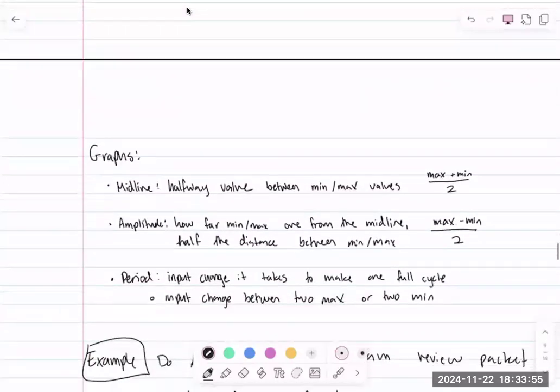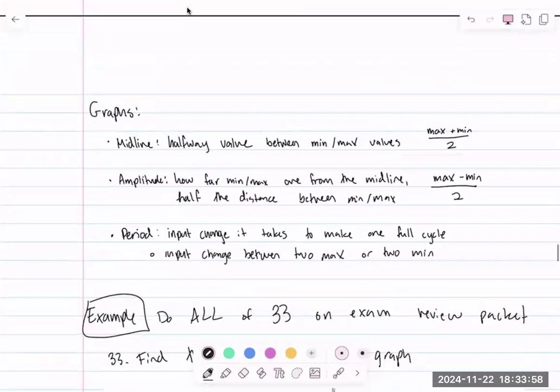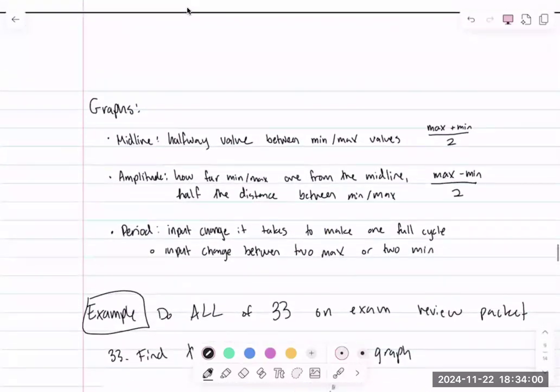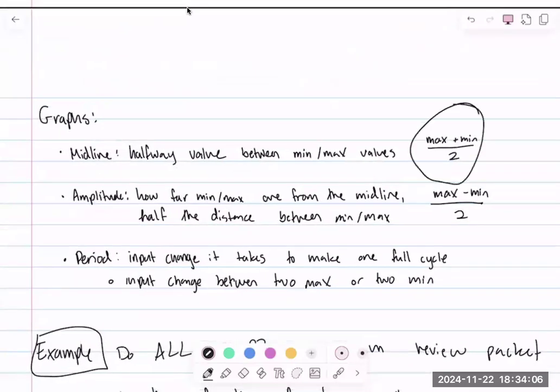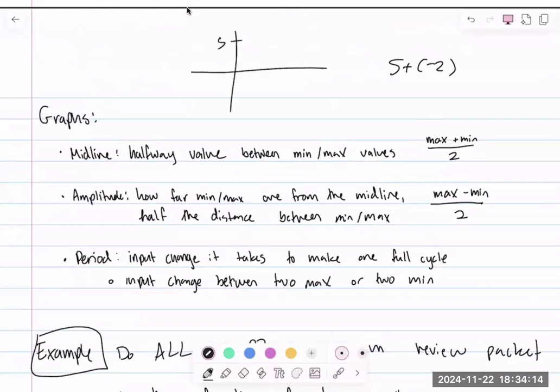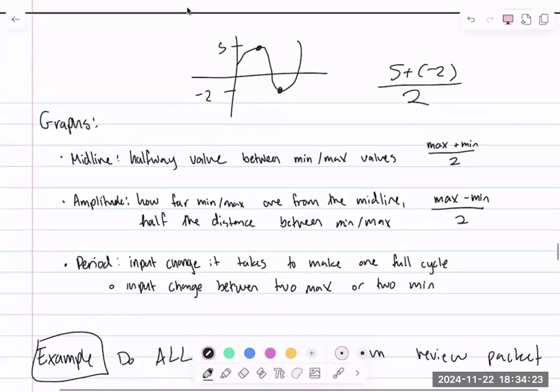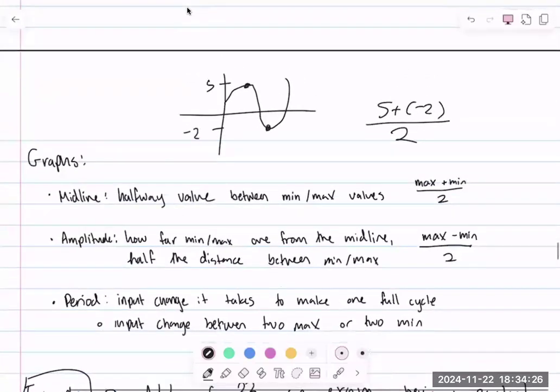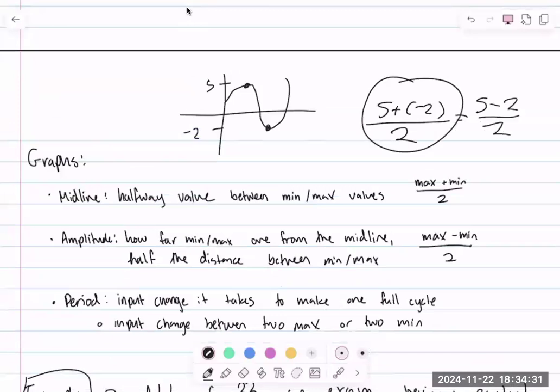Okay, we're going to move on to graphs. My strategy for the graphs is always this. My midline is the halfway value between my minimum and maximum values. So I'm going to add my max and my min together, and min could be negative. I could do 5 plus -2. If my graph looks something like this, here's 5, here's -2, then I would take 5 plus -2 and divide by 2 to find my midline. So keep the sign, but we're adding it. So plus -2, or in other words, 5 minus 2. I like to write it like this because it makes more sense: my max plus my min. My min just happens to be negative.